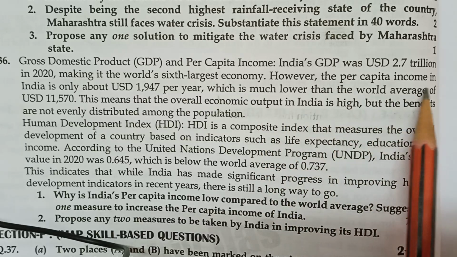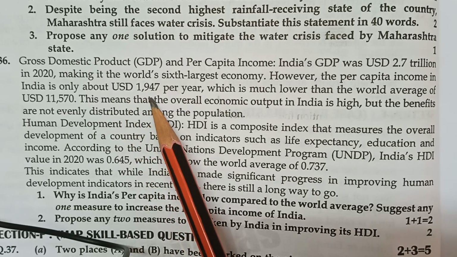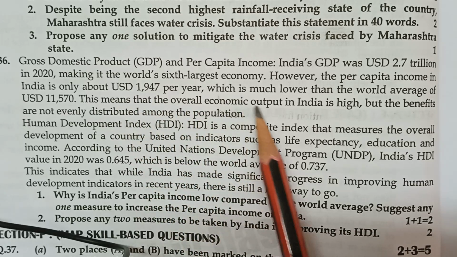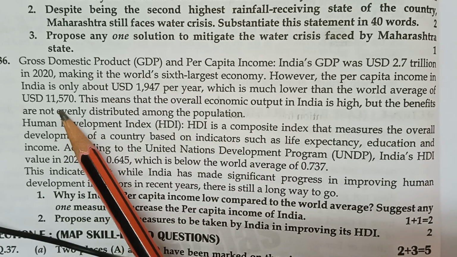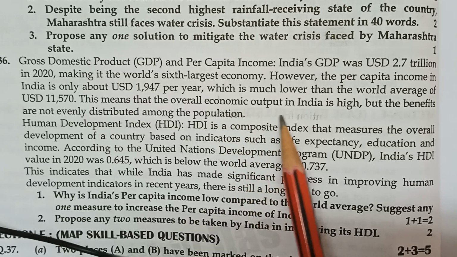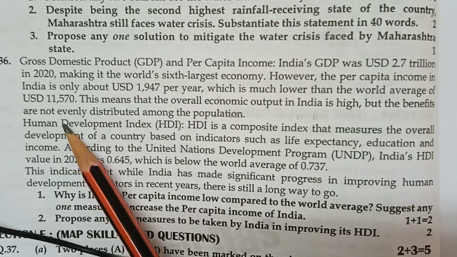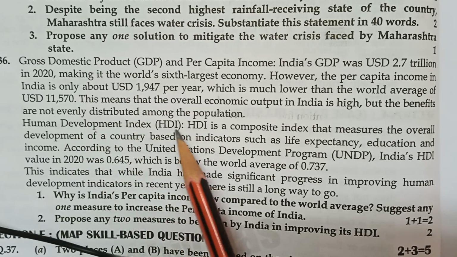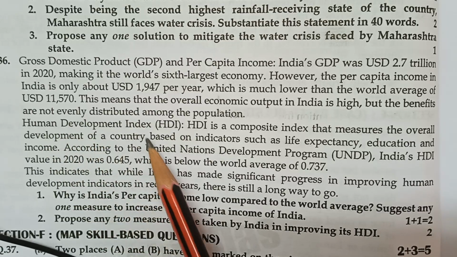However, the per capita income in India is only about USD 1947 per year, which is much lower than the world average of USD 11,570. This means that the overall economic output in India is high, but the benefits are not evenly distributed among the population. So now next, Human Development Index, HDI.